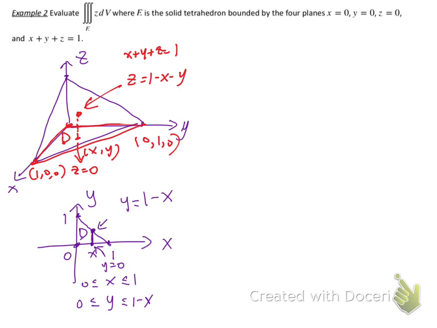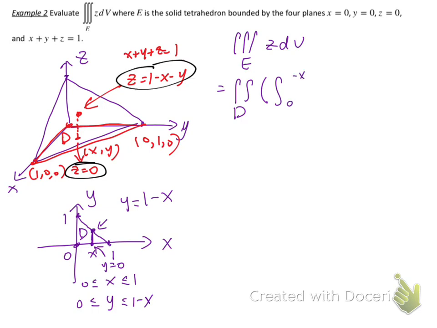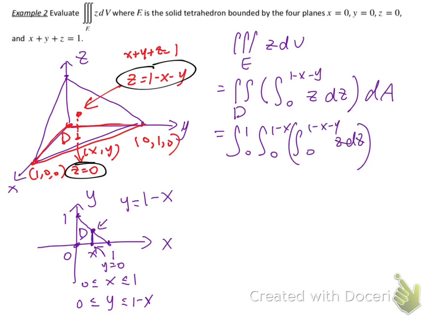Then I'll put everything together. The whole integral of z dV is the integral over D of the z part, from z equals 0 to z equals 1 minus x minus y, with my integrand z dz. I get rid of my z dimension, leaving dA. Then I rewrite dA: x goes from 0 to 1, and y goes from 0 to 1 minus x. The z integral from 0 to 1 minus x minus y stays, then dy for the inner integral, and at the end dx.